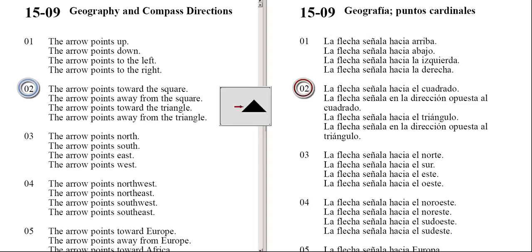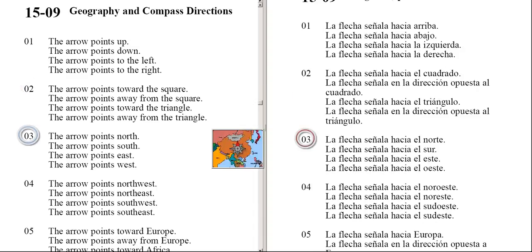The arrow points toward the triangle. The arrow points away from the triangle. The arrow points north. The arrow points south. The arrow points east.